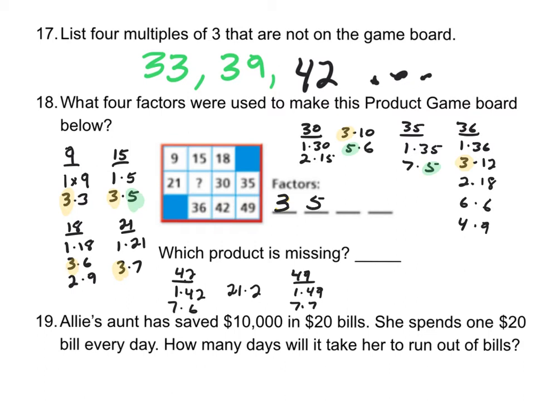Any other common factors? Let's see. 6. Let's see. 6, because how else would we make 18? Who's got some 6s? And let's do that in blue. There's a 6. Oops. There's a 6 here. There's a 6 here. There's a 6 here. And there should have been a 6. Oh, there's one. A 6 here. So 6 looks like it might be a factor.